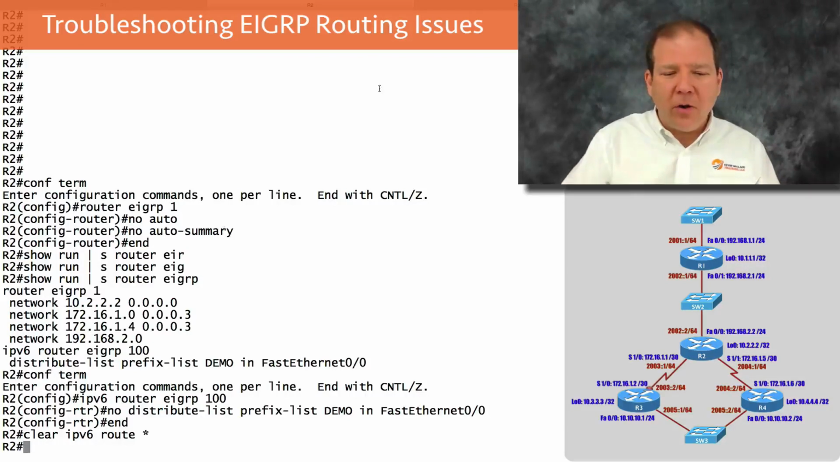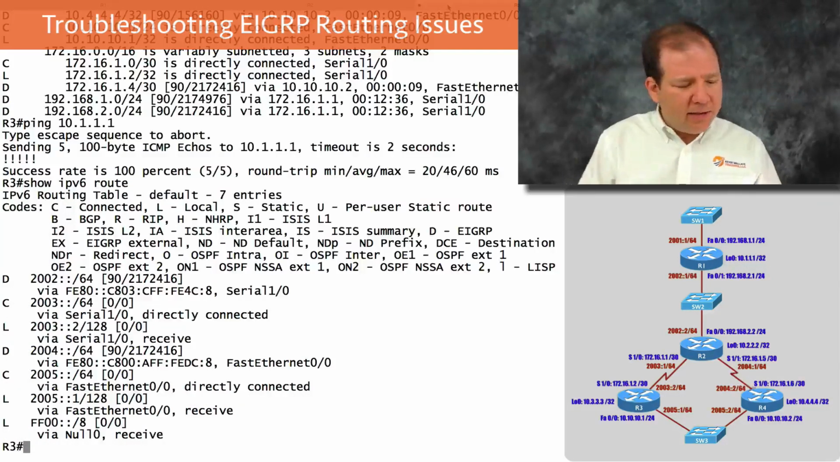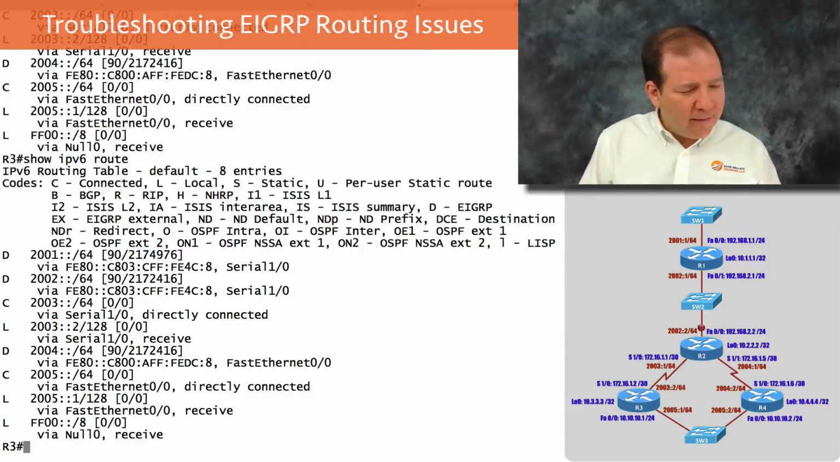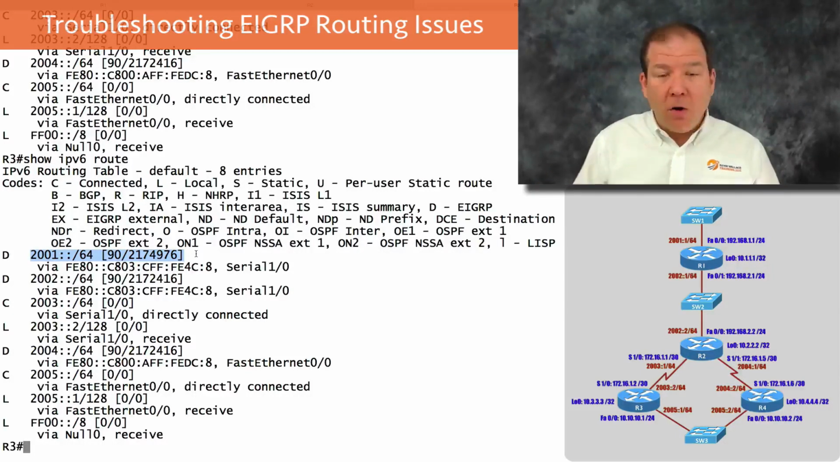Now, let's go back over to router R3 and see if we now know about the 2001:/64 network. And we do. Look at that. That network is now showing up in the IP routing table. That's a look at a couple of reasons why we might have EIGRP issues when it comes to learning routes. With IP version 4, maybe we're doing the auto summary command that's causing issues. Or maybe with both IP version 4 and IP version 6, it's possible that we're doing some route filtering.